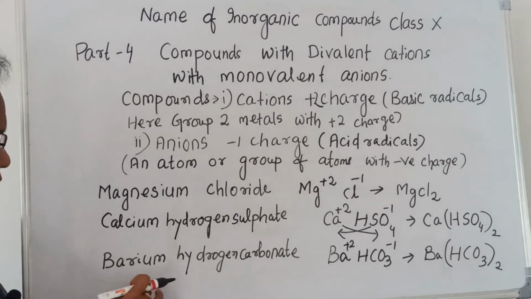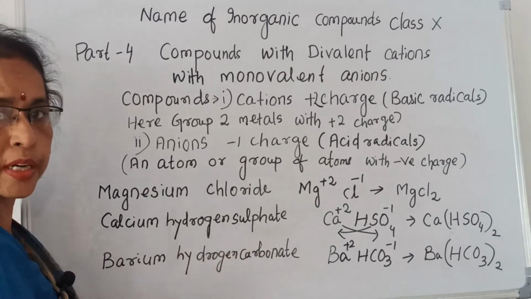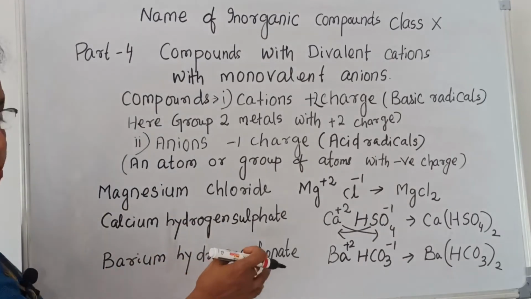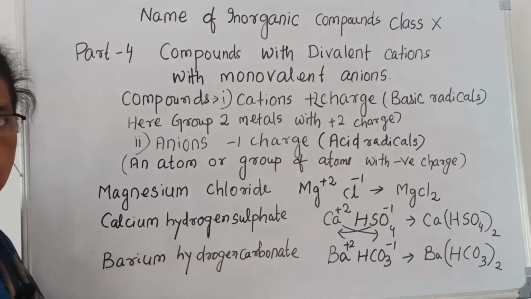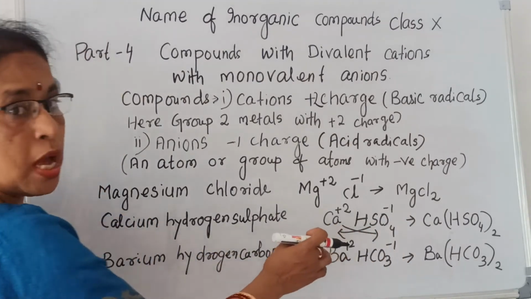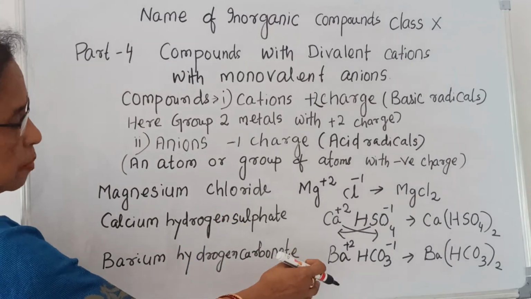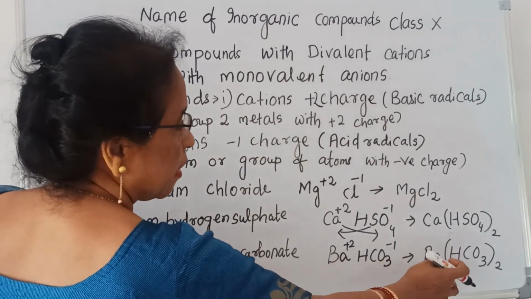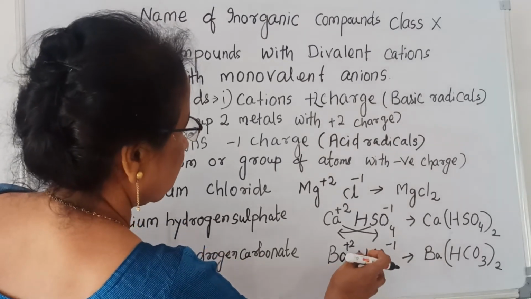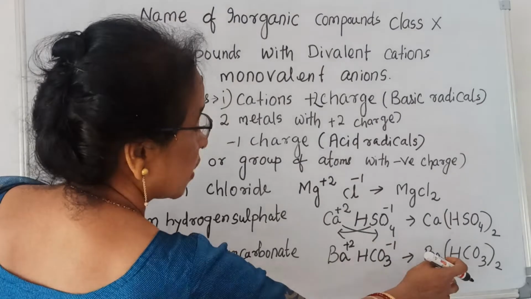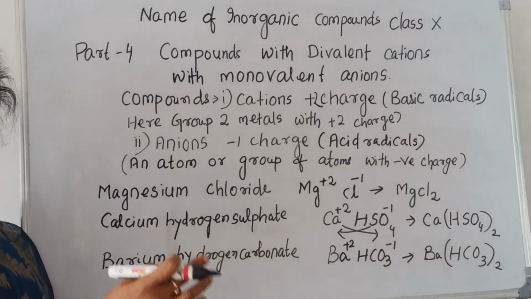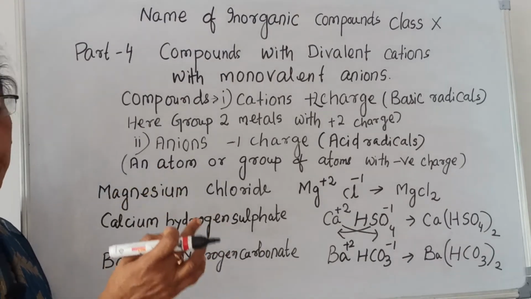Next example, barium hydrogen carbonate. Actually this is also called bicarbonate, but nowadays it is known as hydrogen carbonate, having -1 charge, where barium, Ba+2, belongs to the second group. It is a very good metal. 1 comes here, 2 comes here. That is why the compound formula is Ba(HCO3)2. Always you say bracket 2.